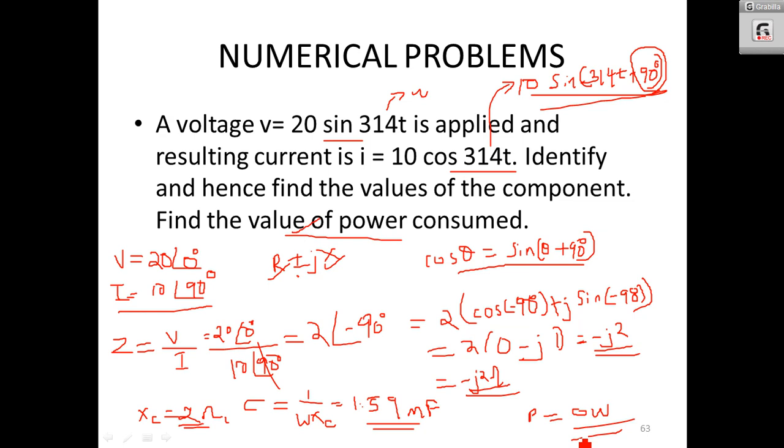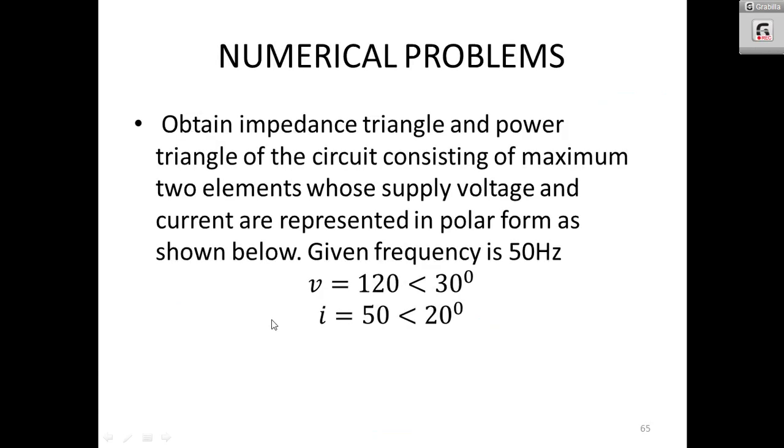Okay. So hope you have understood this problem. Okay. Coming to the next problem. Obtain the impedance triangle and power triangle of the circuit consisting of maximum 2 elements whose supply voltage and current is represented in polar form as shown below. Given frequency is 50 Hz. Voltage is 120 at an angle 30. Current is 50 at an angle 120 degree.